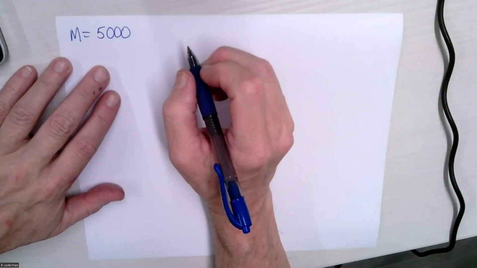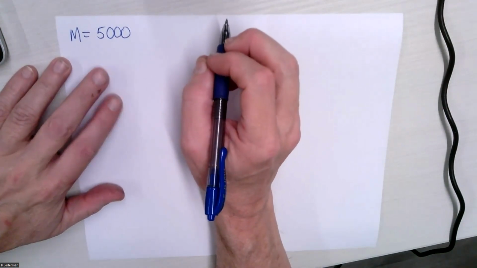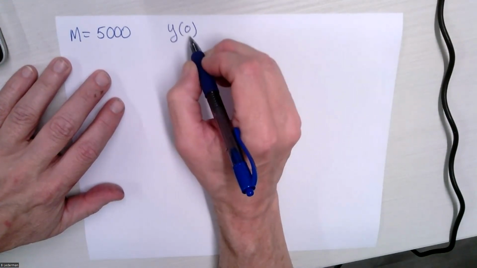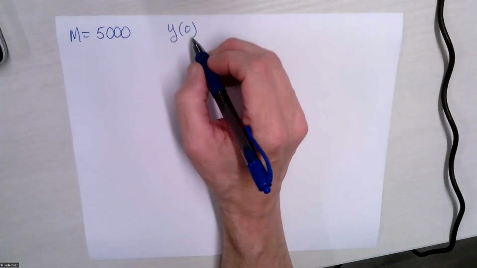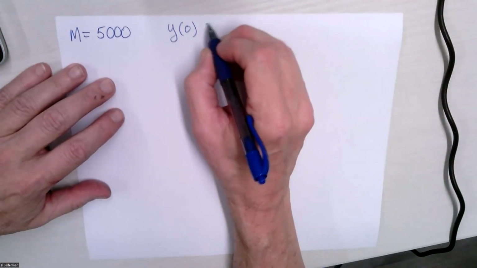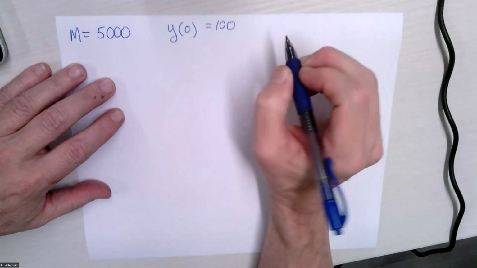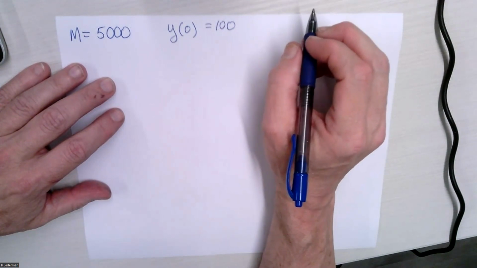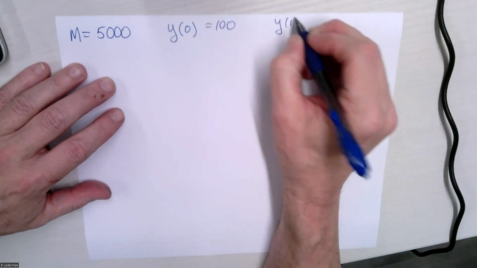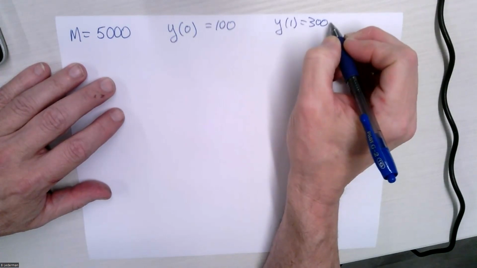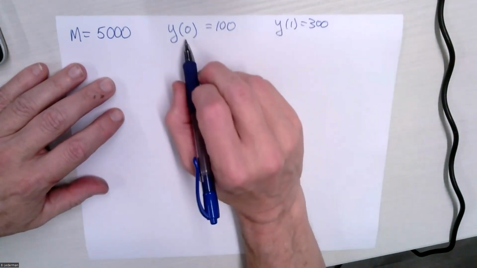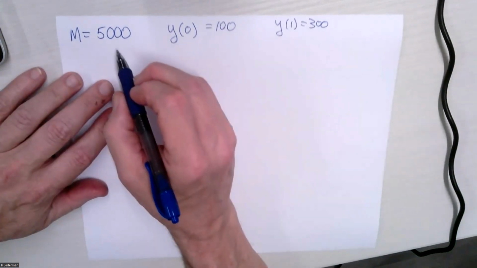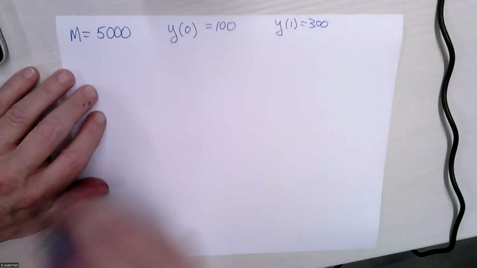And we started, so y of 0, meaning the population at year 0, the year that we started this, was equal to 100. We also know that y of 1 equals 300. I just want to review the basic facts. So the population at year 0, at the outset, was 100. After 1 year, it was 300, and the max is 5,000.